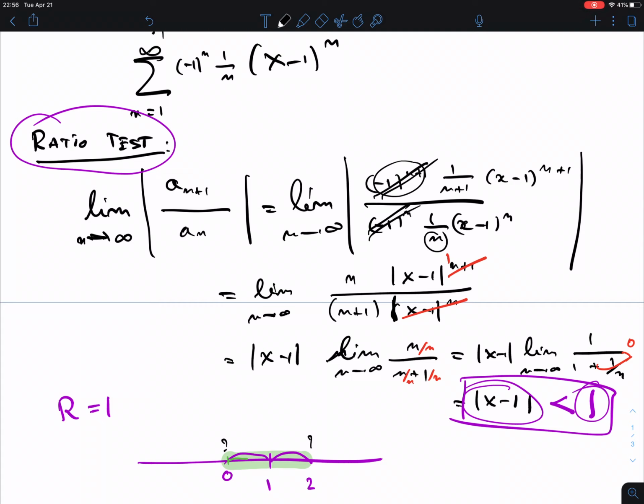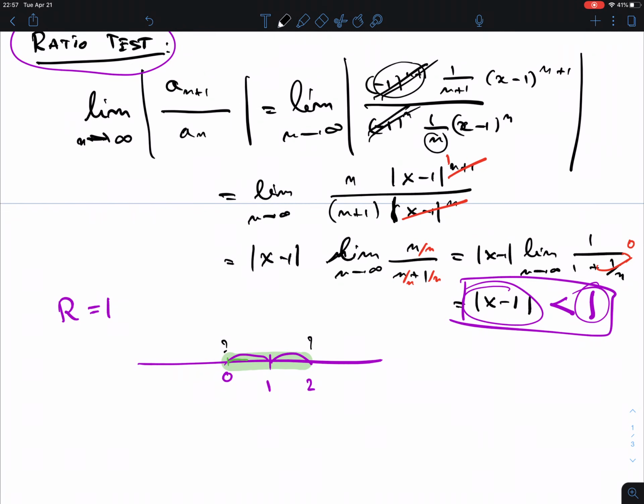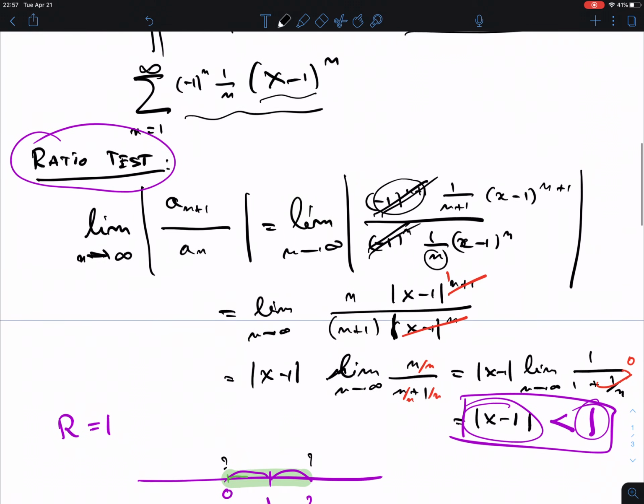If I plug in x equals 0 in this thing, then you see the series becomes just the alternating harmonic series. If I plug in x equals 2, then you get here a 1 to the power n, so you get the alternating harmonic series, which is convergent. So the actual thing is, I can be more precise, but we're not going to do that. So this means this. What does this now all mean?